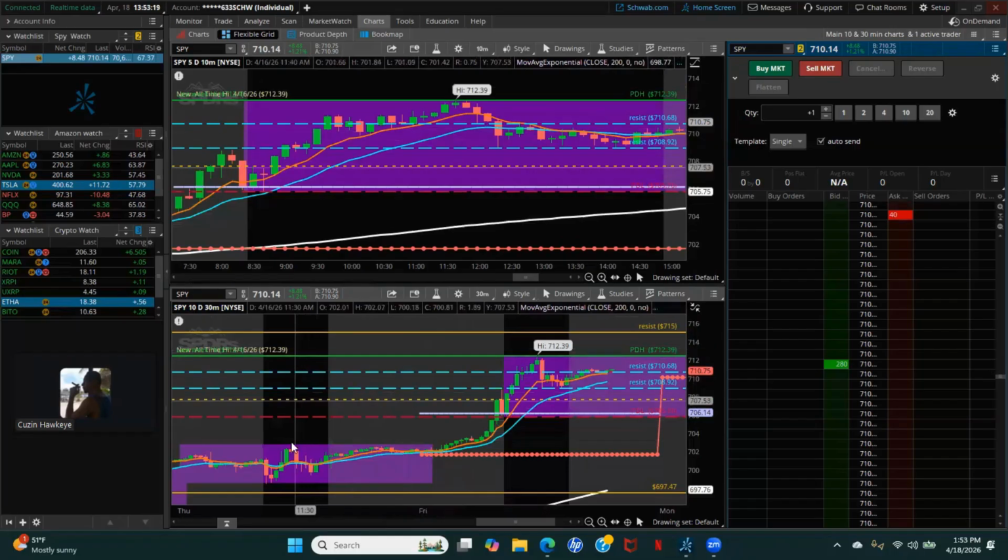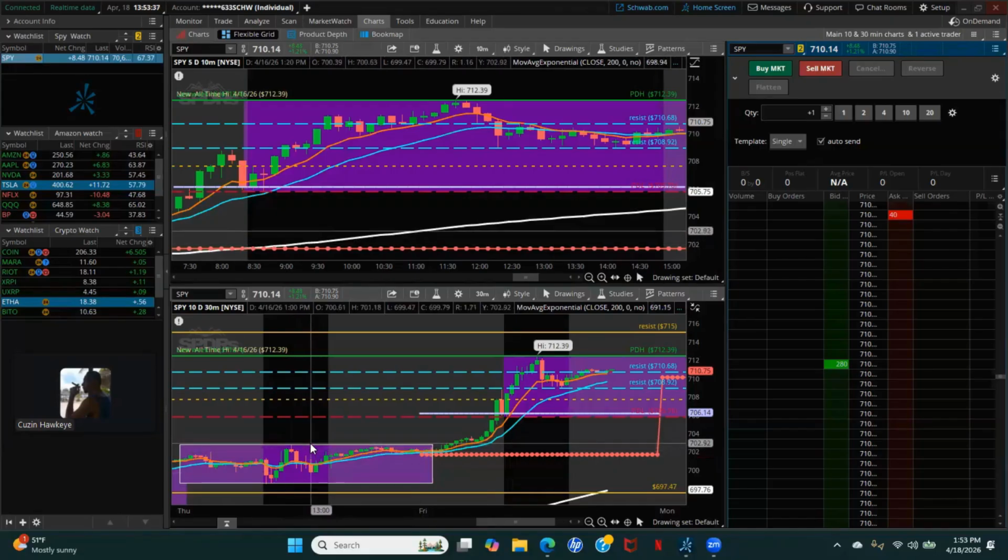If you notice this black area here, this was last Thursday. So I had a box drawn in on Thursday. By the end of Thursday, or during the Thursday session, I could see whether the market was going up or going down. So this was Thursday's box.